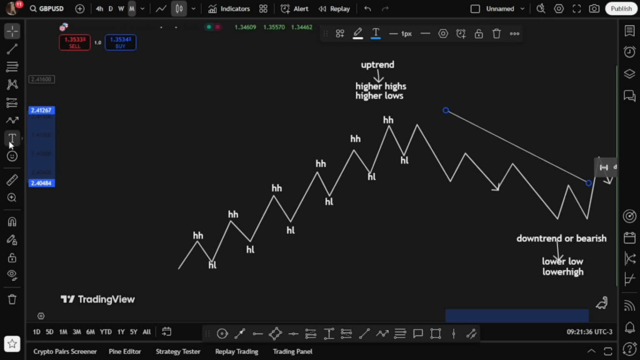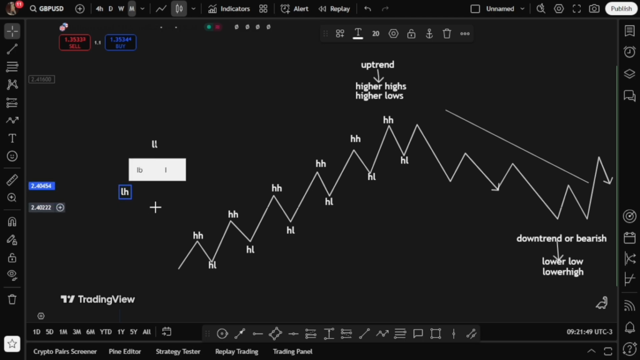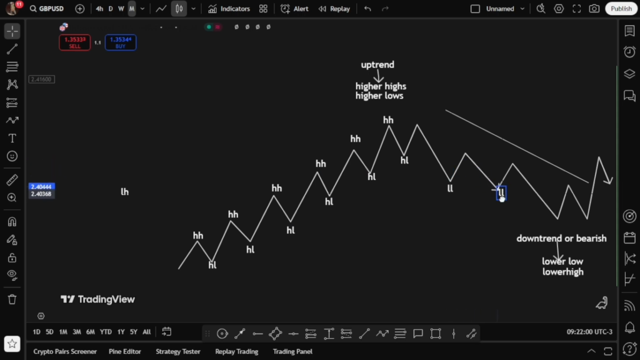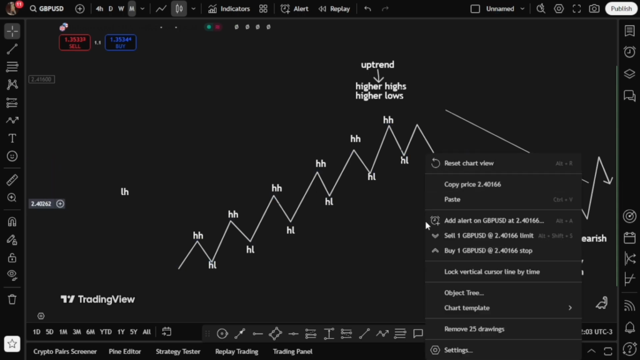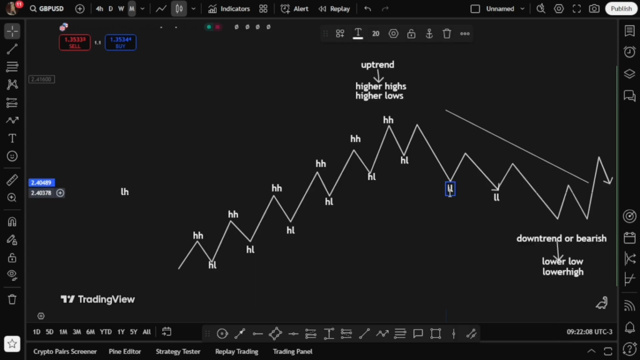So now the next thing is how and where can we identify the lower lows and the lower highs. The LL stands for the lower low, while the LH stands for the lower highs, right, guys. So now we have this. We go again. We have this lower low. We go again. Then we have this other lower low here.